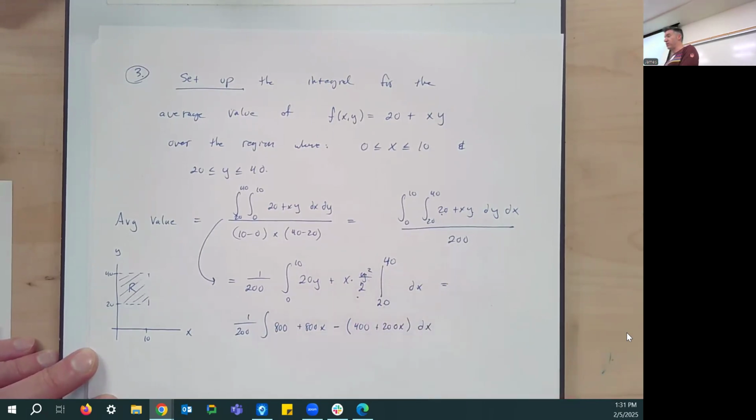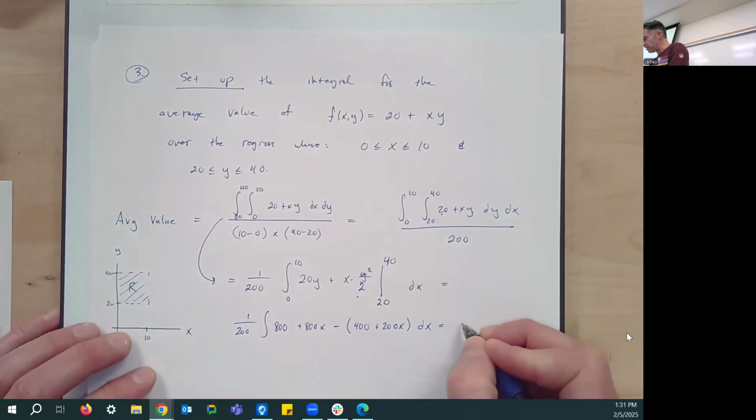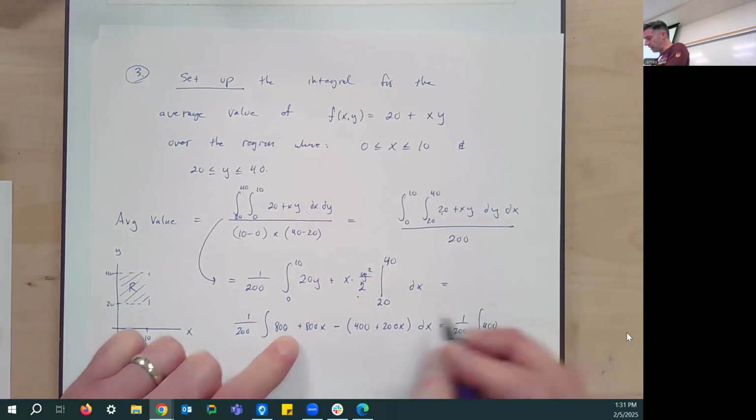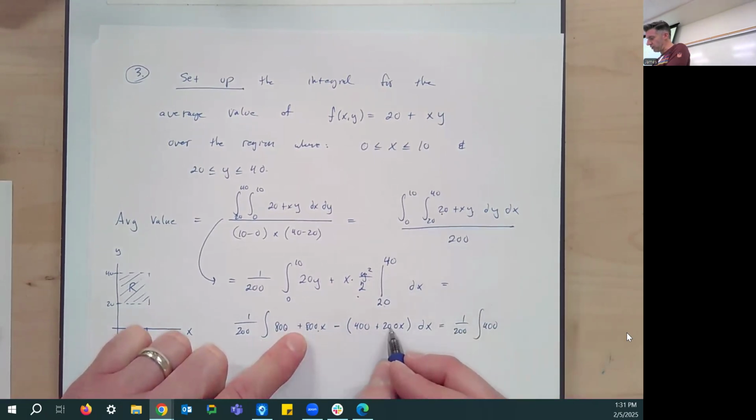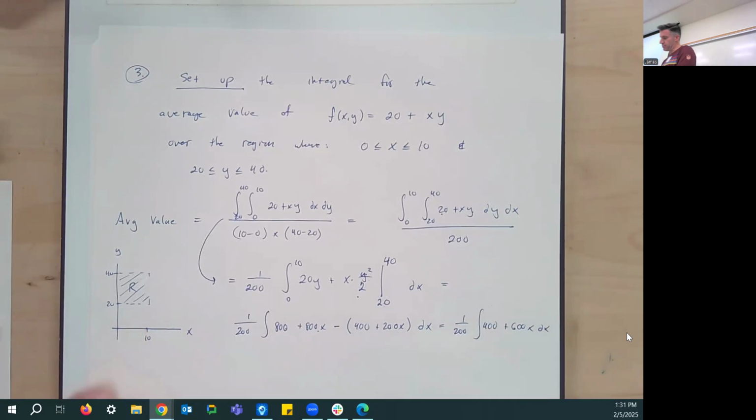I would make the choice of simplifying this before I integrate it again. Like, I don't want to integrate both these things. I might as well just combine them together. Same thing here. So let's rewrite this as 1 over 200 times the integral of 800 minus 400 is 400, and 800 plus 200 is, sorry, minus 200 is 600. And I was making sure I didn't make any silly mistakes. Okay.